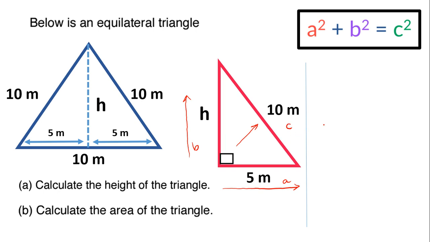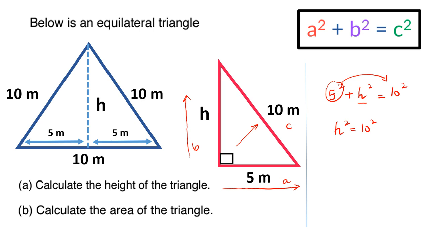Now, if I put all that information into my Pythagoras theorem formula, I have something like this: 5 squared plus h squared equals 10 squared. Now, what do I do next? This 5 squared needs to go to the other side because I need to isolate my h in order to be able to find it. So I'm going to write h squared equals 10 squared.